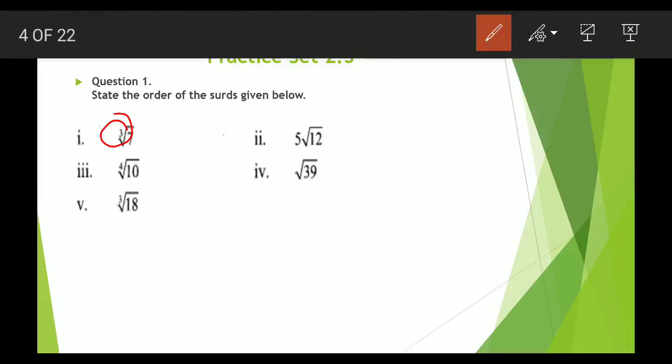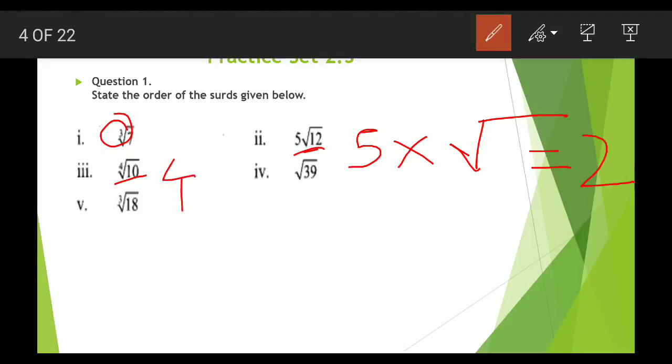In question number 2, 5 root 12. What is the order here? 5? 5 is the order? No, wrong. The order is 2. Question number 3, the fourth root of 10. What is the order here? The order is 4.